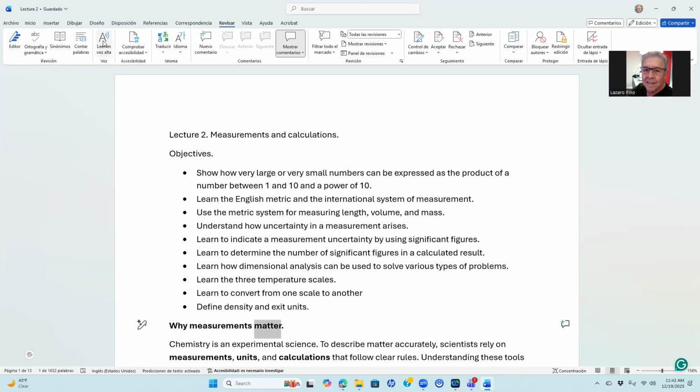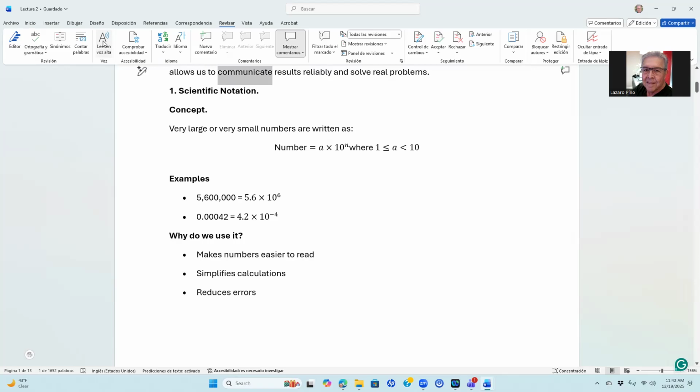Why measurements matter. Chemistry is an experimental science. To describe matter accurately, scientists rely on measurements, units, and calculations that follow clear rules. Understanding these tools allows us to communicate results reliably and solve real problems. 1. Scientific notation. Concept. Very large or very small numbers are written as a number equal to A times 10 to the n, where A is between 1 and 10.